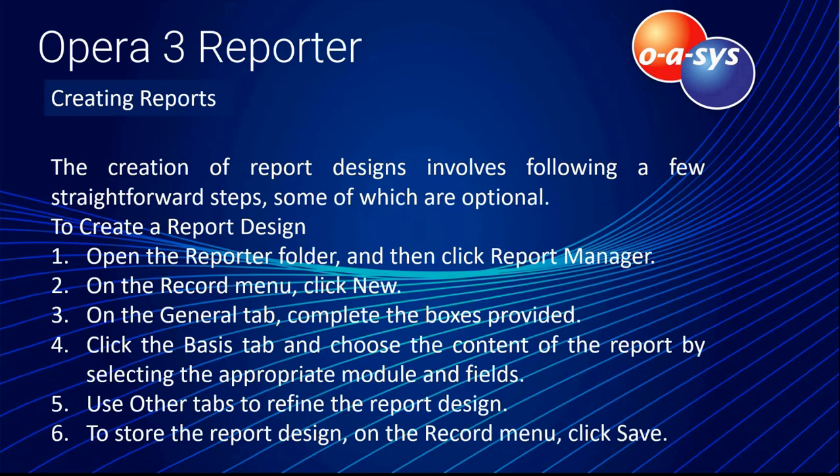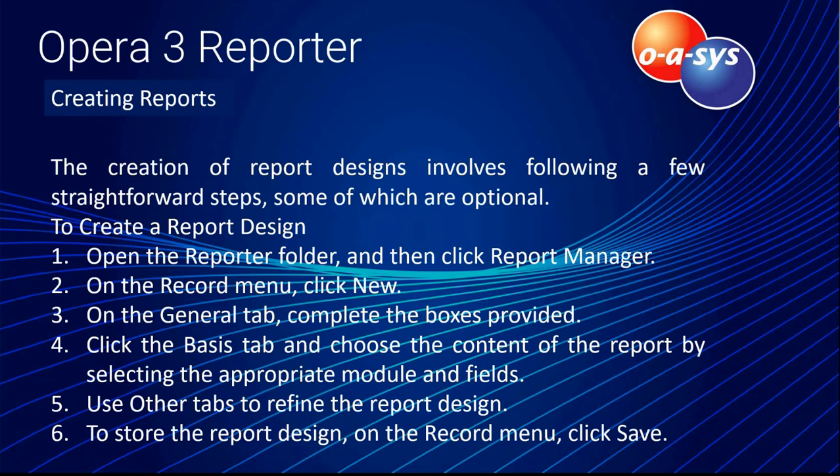So the stages, and I'm putting it on here. If you look back at some point, perhaps at the recording, you can look at the 6 steps that you need to take when you build a report. So you open the reports folder, you click on the report manager, on the record menu, you click new to create a new report. On the general tab, then as you go along, you complete the boxes that are provided.